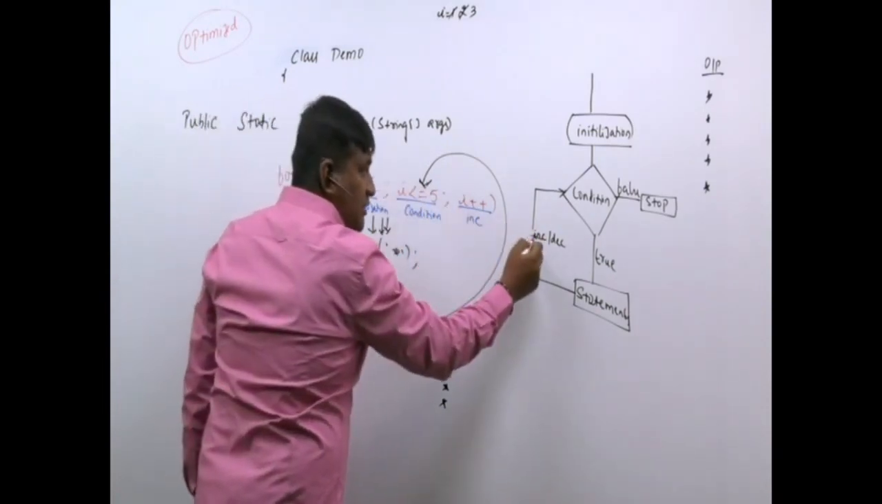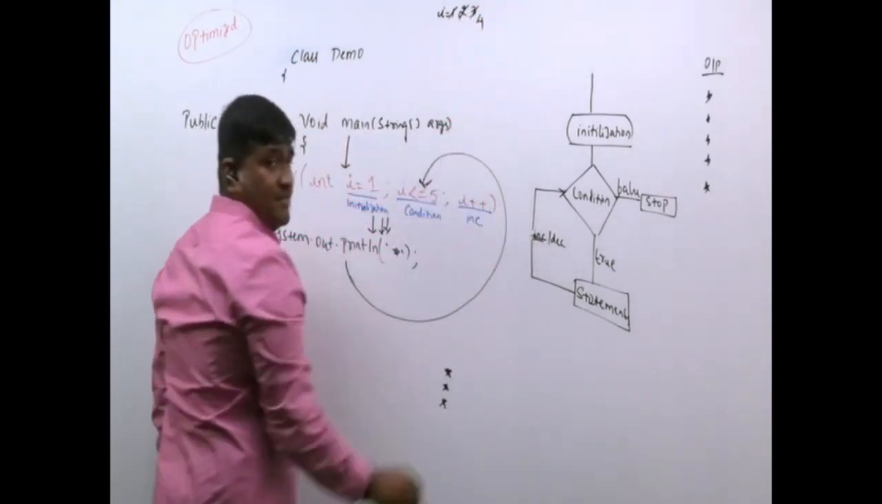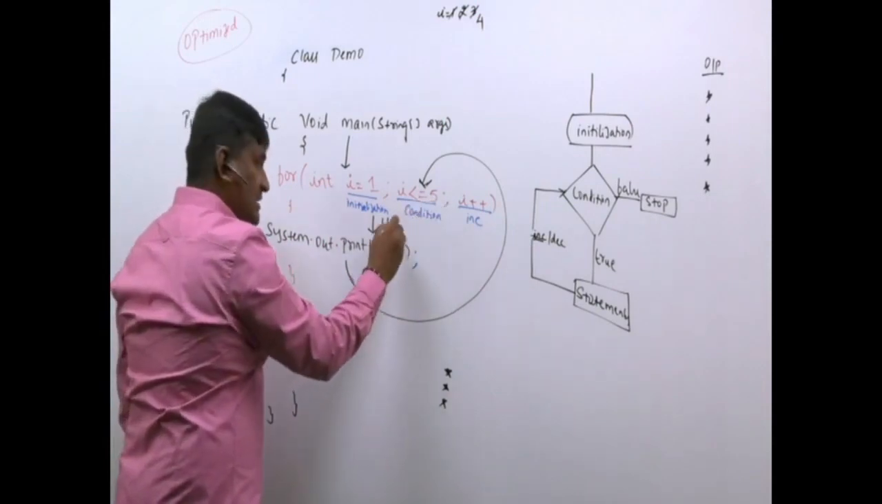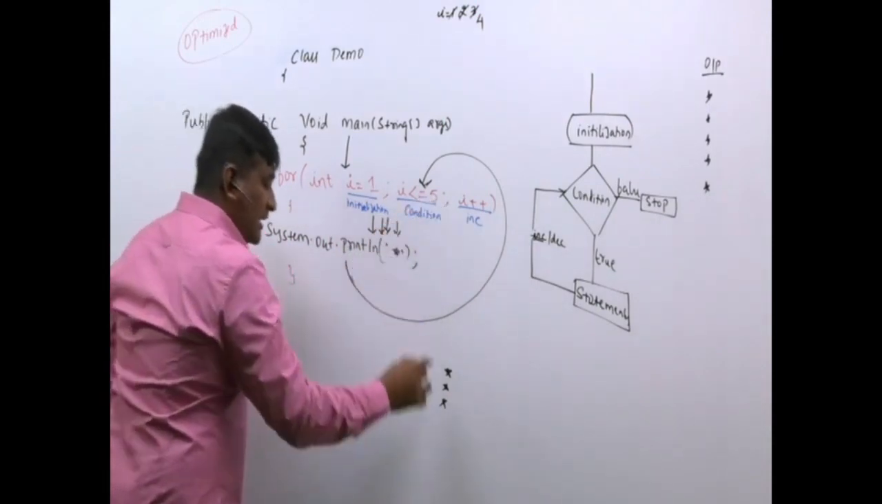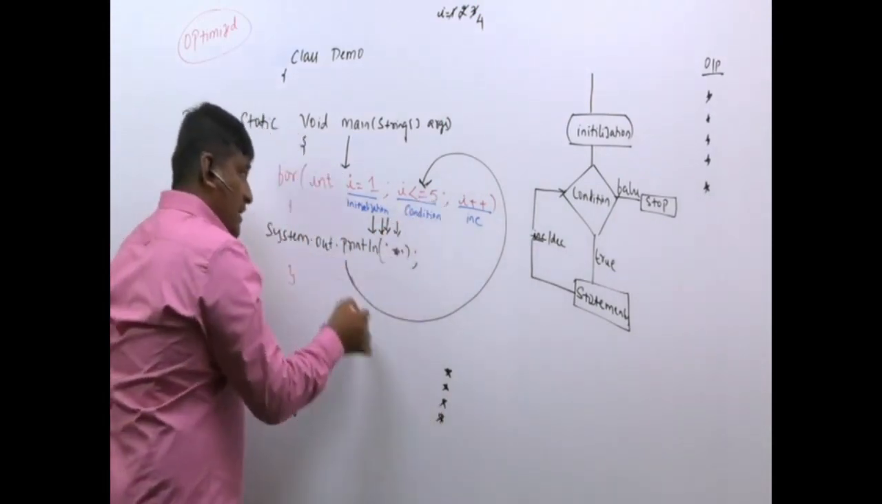Before checking the condition, what should you do? Increment. i becomes 4. Is 4 less than or equal to 5? Yes. Come inside. System.out.println, print what? Star. Again go back and check the condition.